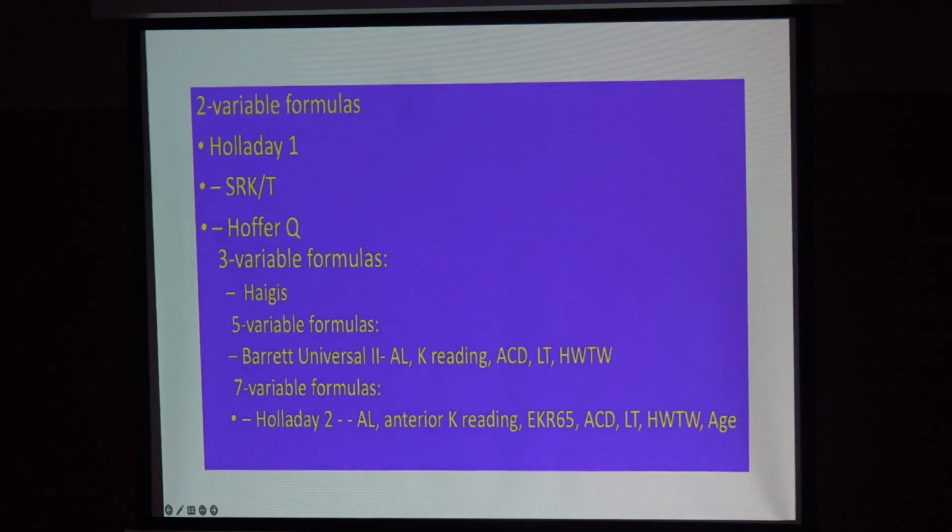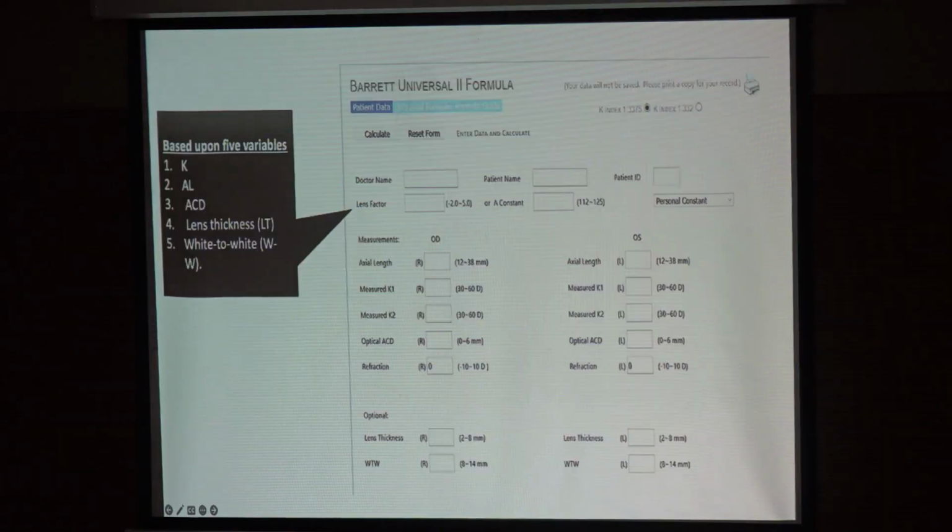So again, when I talk about variables, there are formulas with 5 variables, 3 variables, 7 variables. You may remember it, you may not remember it. It's not necessary that a formula with 7 variables is better than a formula with 5 variables. So what we rely on, for example, this is the Barrett's Universal 2 formula. Right now, it's the number 1 formula that we are using, right?